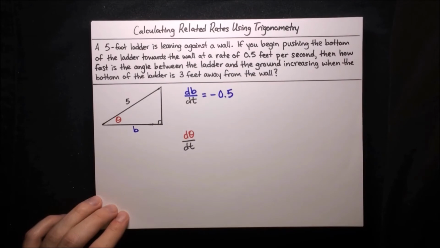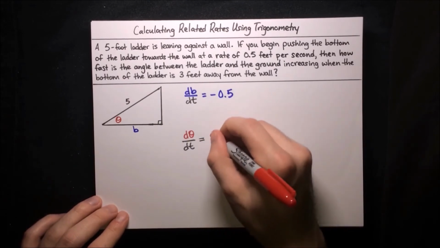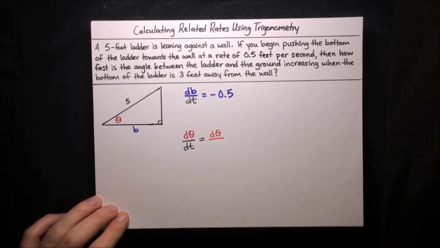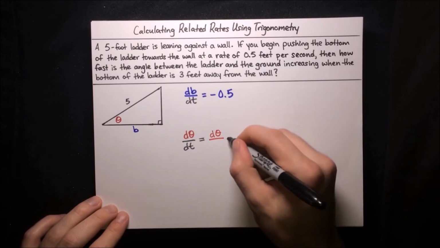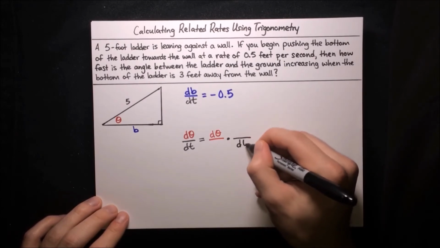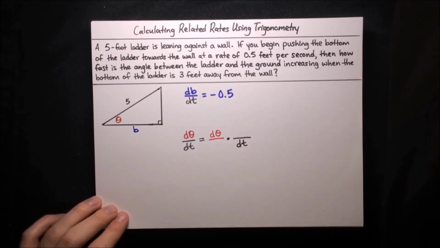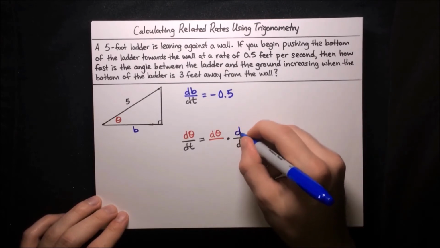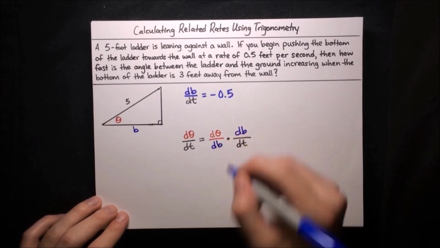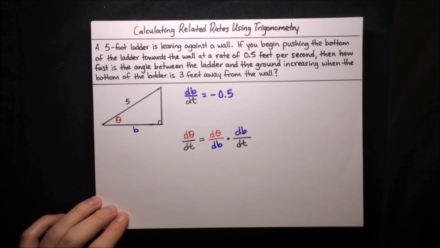Okay, so now that we've identified the derivative that we're given, let's go ahead and split up this d theta/dt into d theta over something times something over dt. And we already know db/dt, so why don't we fill in that something with db. Now the task reduces to figuring out what is d theta/db, and again we can just try to construct a relationship between theta and b, turn that into an equation, and differentiate that.